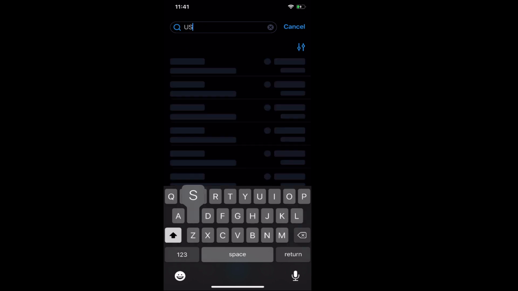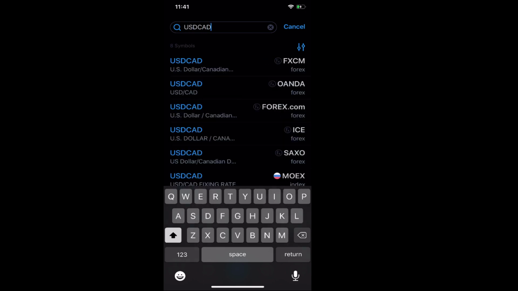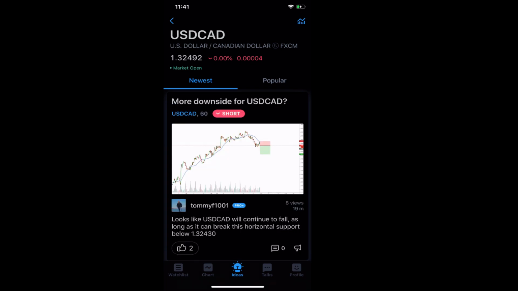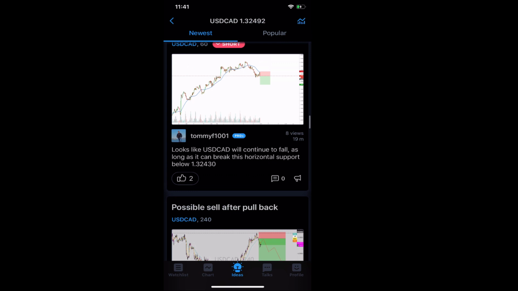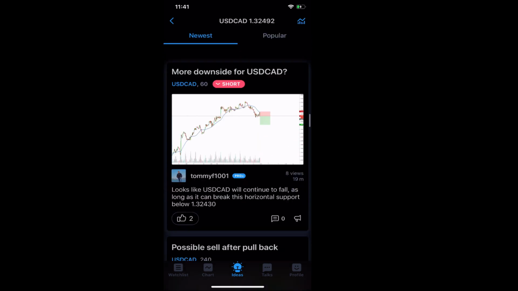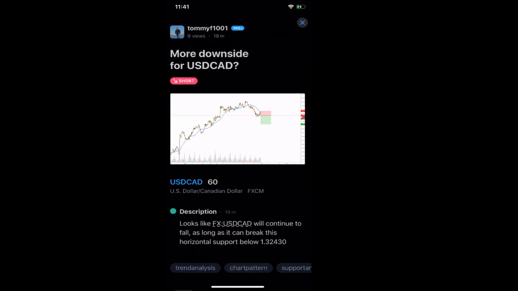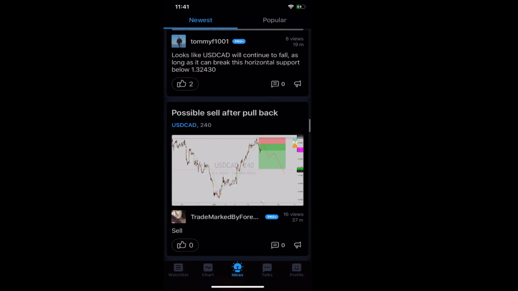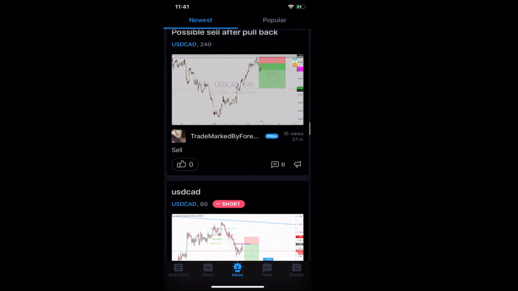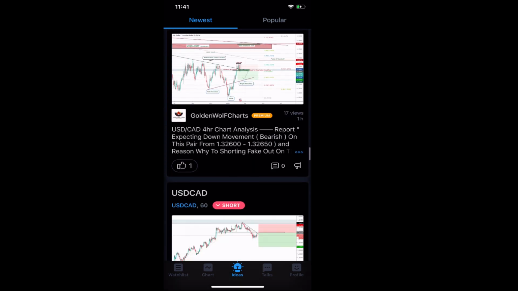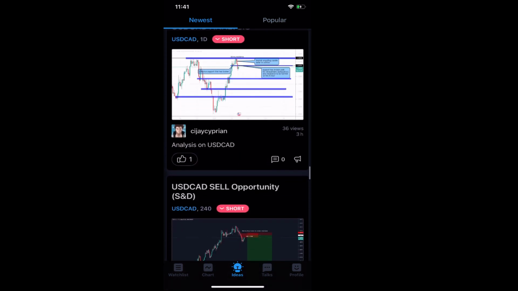So let's just type in USD CAD, right? You just click on the first option there. Then you notice that now these USD CAD ideas start popping up. As you guys can see here, a lot of people are just saying short, like sell USD CAD. This guy is saying sell, this guy is also saying sell, this guy is saying sell as well. Basically, everyone is just saying sell this pair.